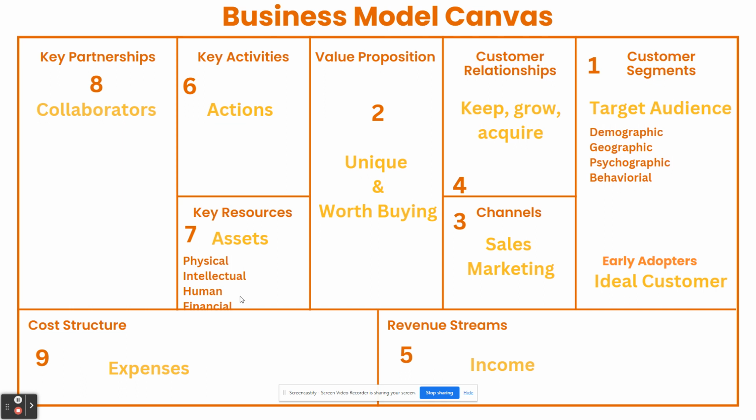Our key partnerships are our collaborators, our suppliers, our third party sellers. These are important folks that will add to our key resources and key activities, and the things that we don't have or we can't do. And finally, once again, our cost structure, which are expenses for the business.